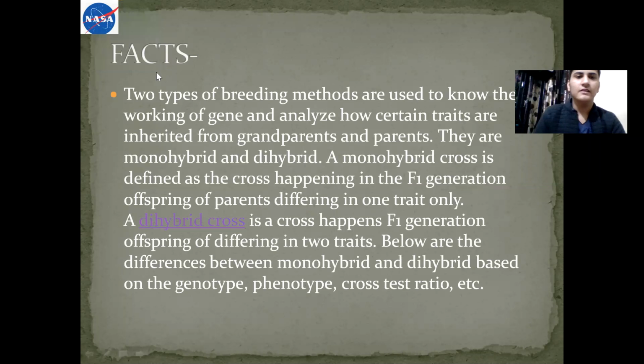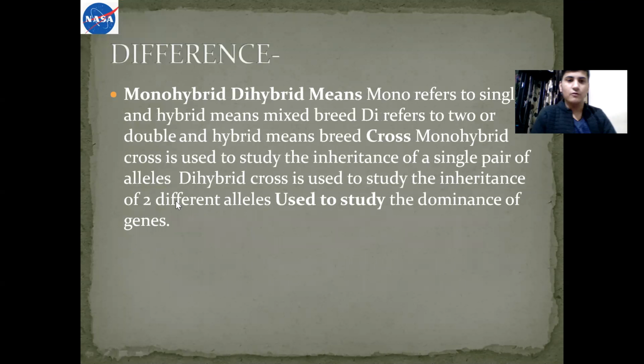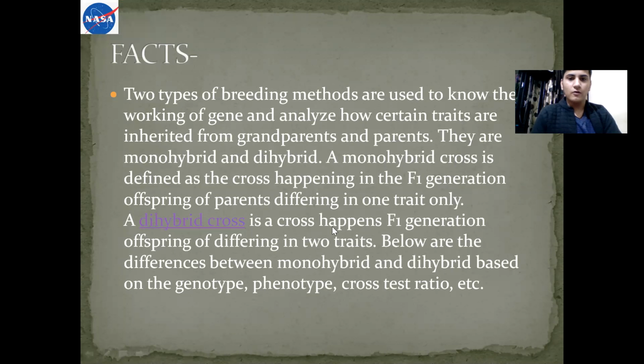Now, facts. Two types of breeding methods are used to know the working of genes and analyze how certain traits are inherited from grandparents and parents. They are monohybrid or dihybrid. A monohybrid cross is defined as the cross happening in the F1 generation, offspring of parents differing in one trait only. A dihybrid cross happens in the F1 generation, offspring of parents differing in two traits.